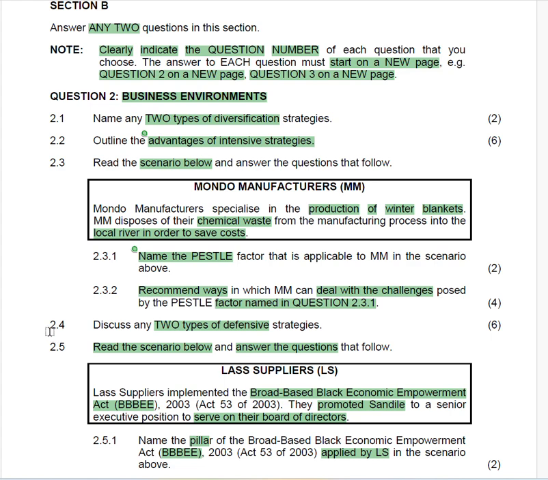Then we are moving to 2.4. 2.4 says discuss any two types of defensive strategies. So you will need to understand what a defensive strategy is in business. A defensive strategy in business, marketing, and investment is a course of action focused on preventing a company's loss of market share, profitability, and overall stability.